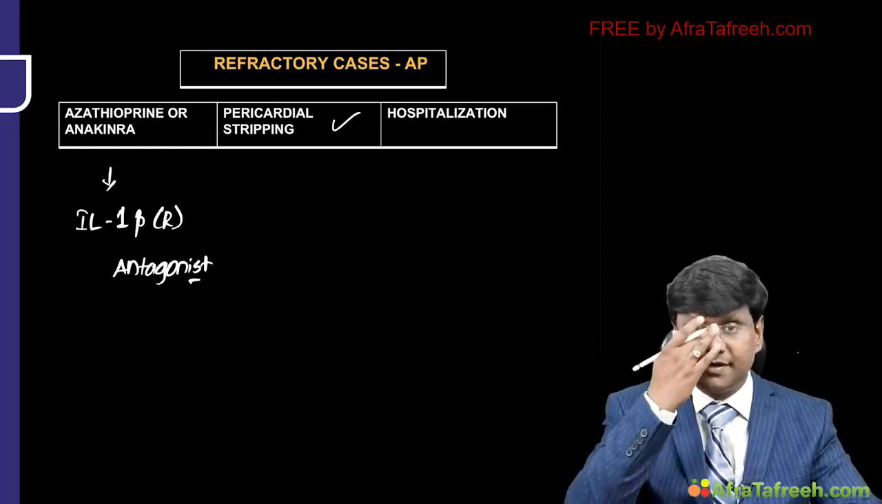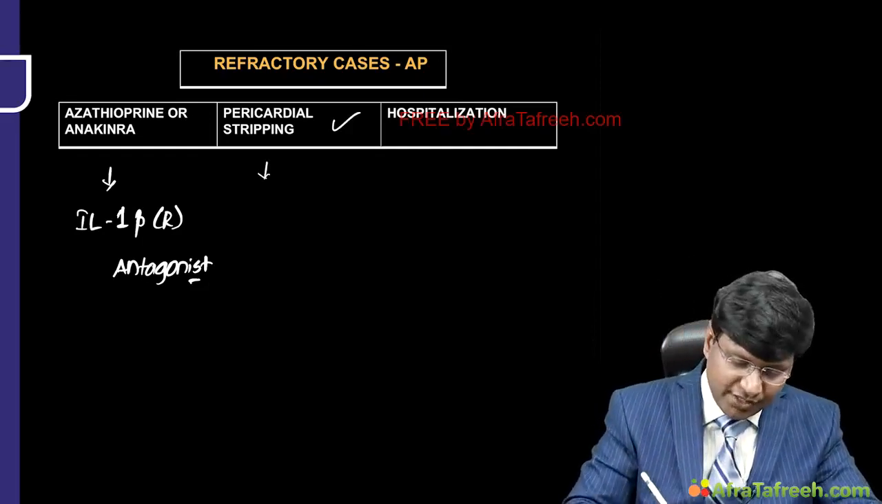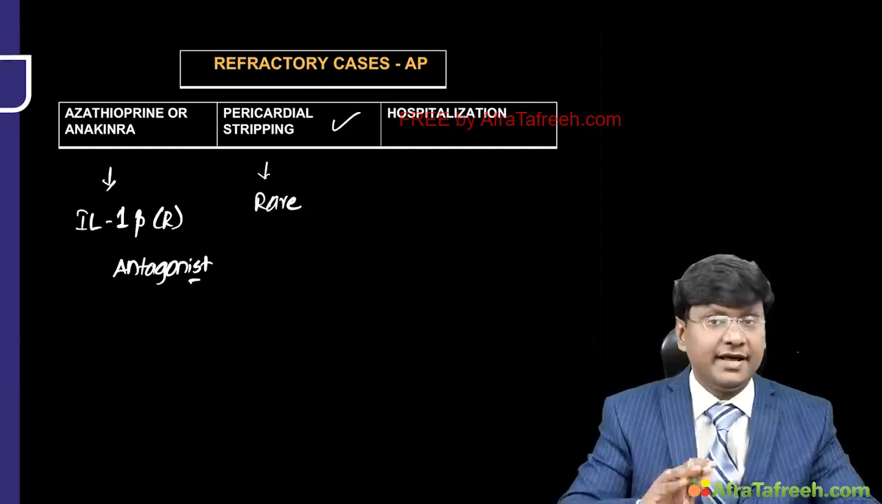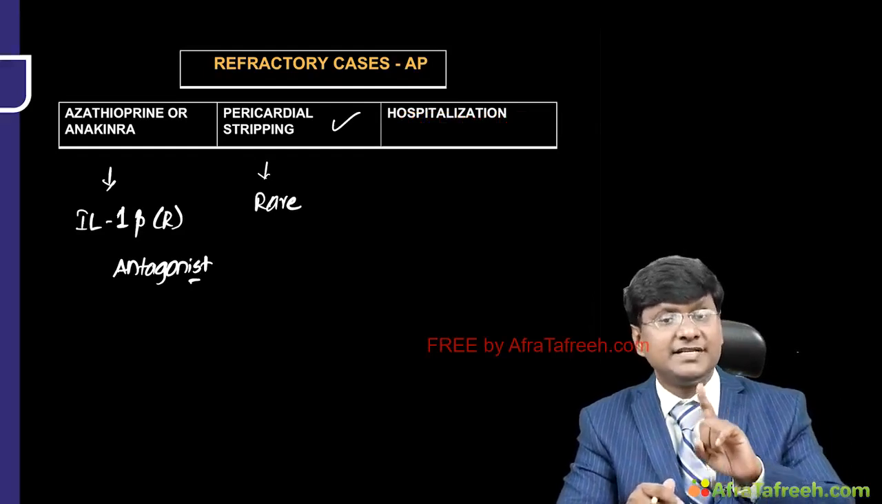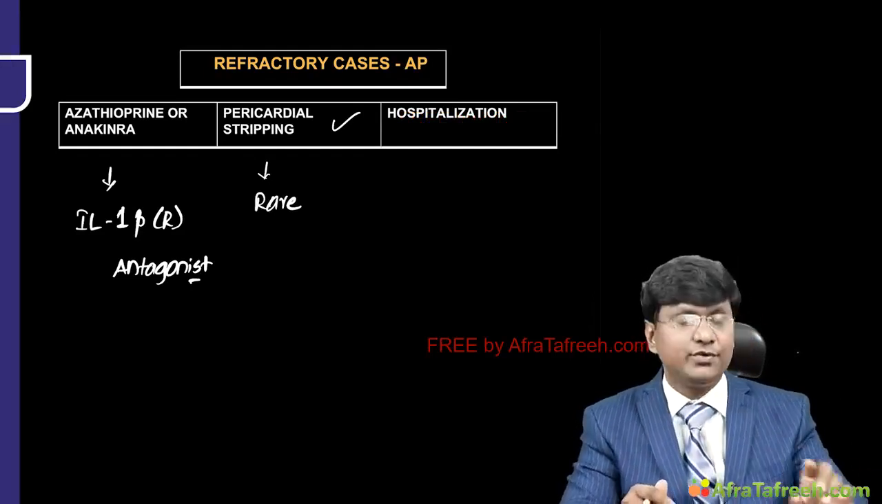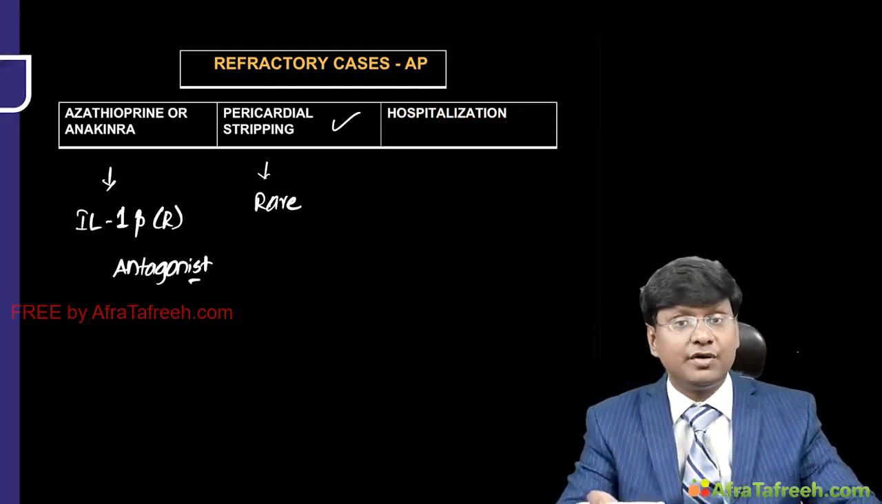The other modality of treatment for refractory cases is pericardial stripping. But this pericardial stripping is rarely done. However, this procedure may not always terminate the recurrences. In spite of doing the pericardial stripping, there is a chance of recurrence over the leftover pericardium.